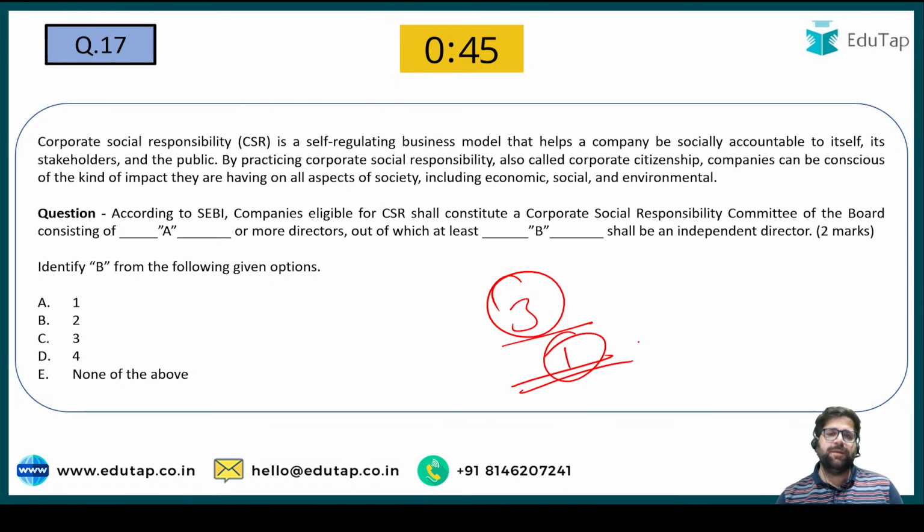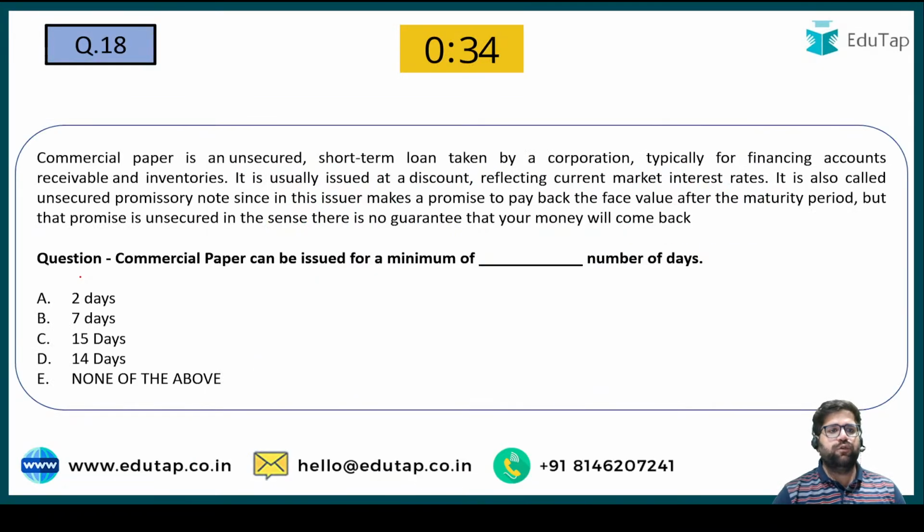Independent directors are those people who do not have any direct relationship with the firm. They are just appointed for overseeing the operations of the firm in good faith. So here the answer will be 1, which we have just discussed. Now let's move to question number 18.